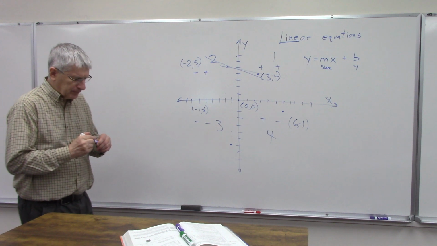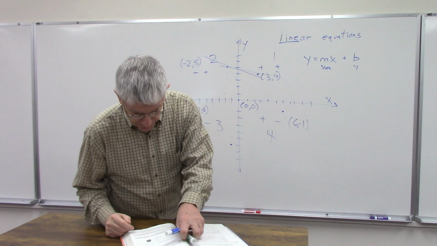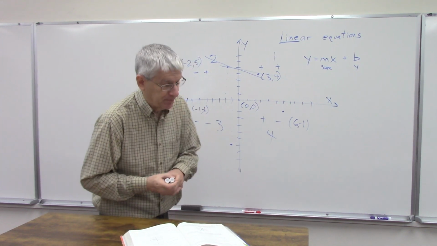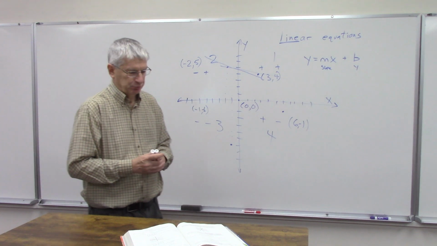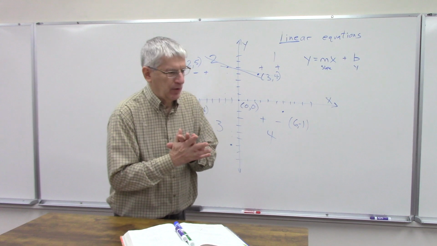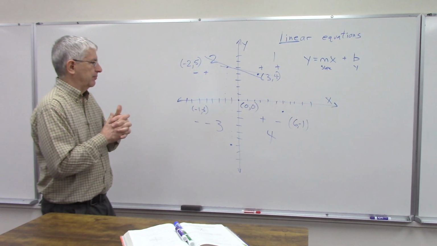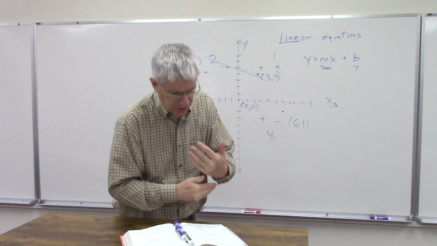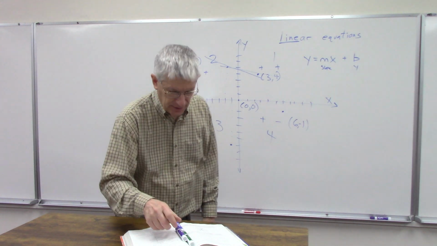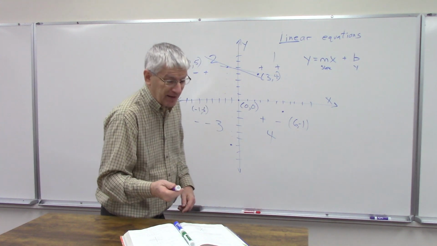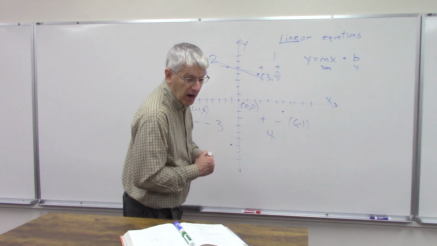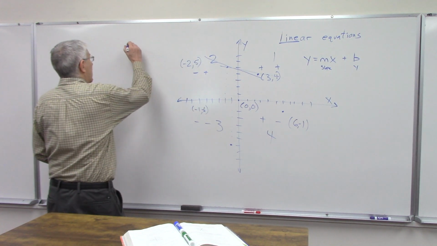Now, let's look on page 206. We're going to have a lot of graphing lines now. We're going to do one method for a little while, and then we'll have another method in a few other lessons. So if we look at the top of page 206, it says graph y equals 2x minus 1.